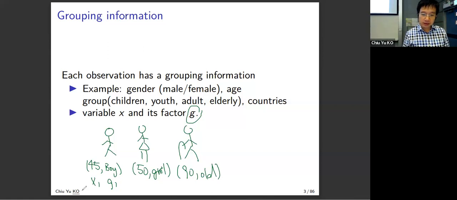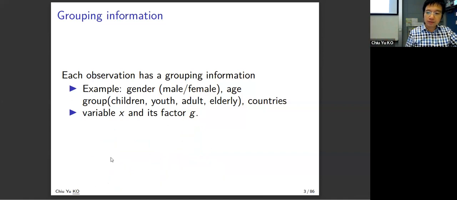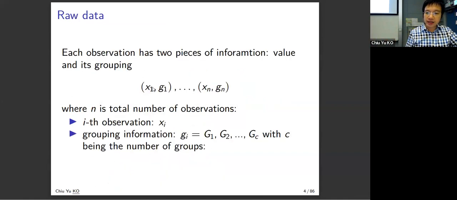So that means for each observation, I have more than one thing: the number itself, but now I also have his grouping. Grouping is categorical. There's no numeric meaning to the grouping. It's just a group. Now, as I said, this is the data I have, and each observation has a grouping.